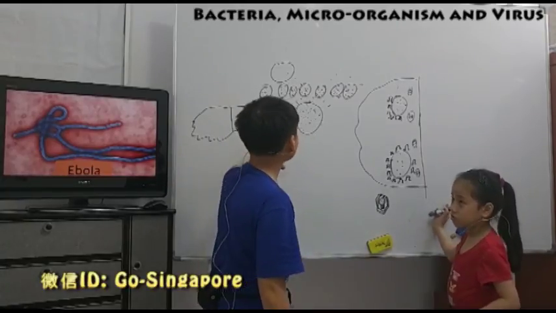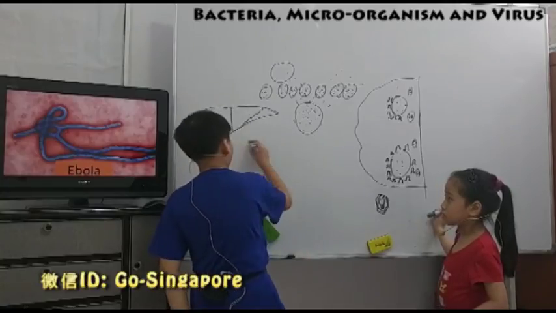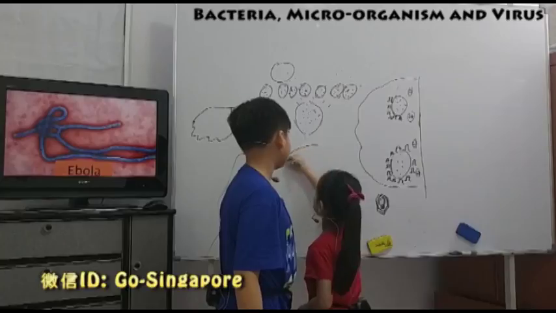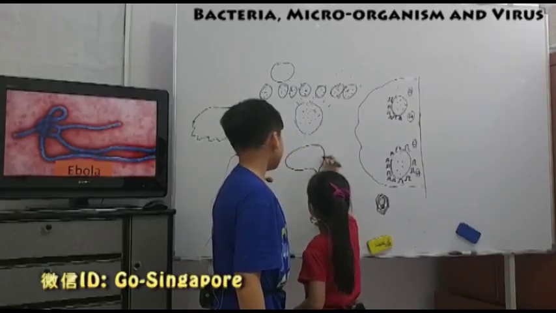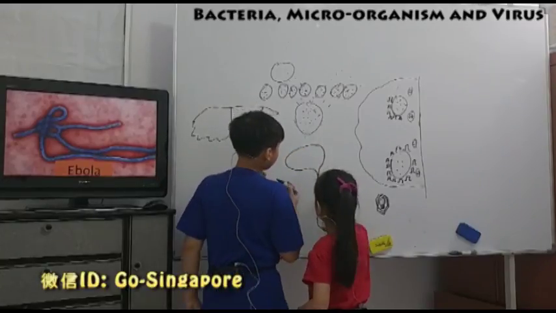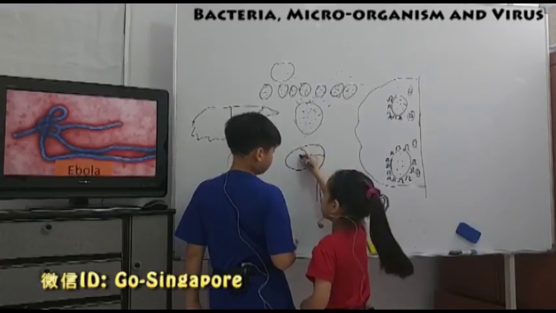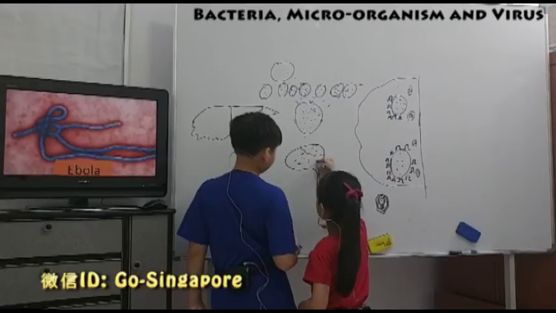So all these are going on at the same time, and it might be attacking the brain also. Here's the brain. You can have a coma and all sorts of things, and sometimes it can cause death. Yes, that's the most important thing.